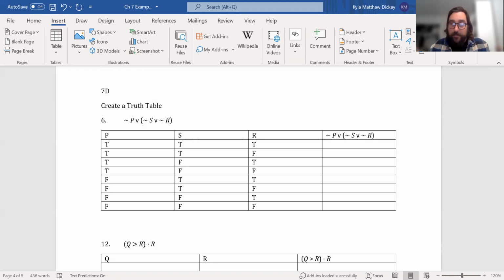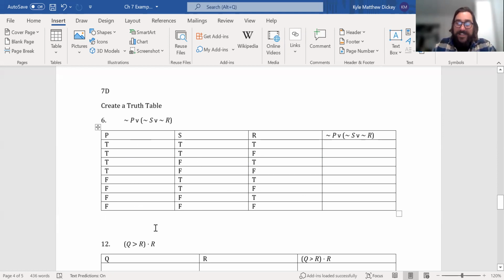Now, why did I do that? That basically makes it the case that we have now every possible combination of truths and falses for P, S, and R in each of these, right? So we have the situation where all 3 are true. We have the situation where 2 are true and 1's false. We have the situation where all 3 are false, right? All the situations possible. That's basically just what we went through here.